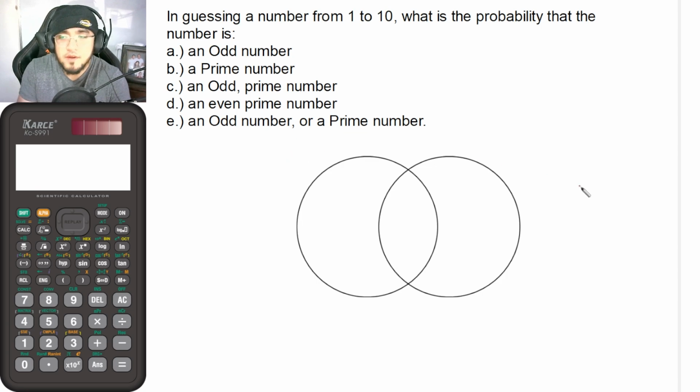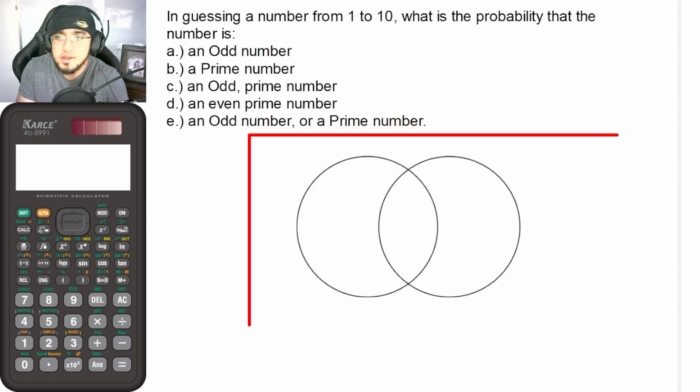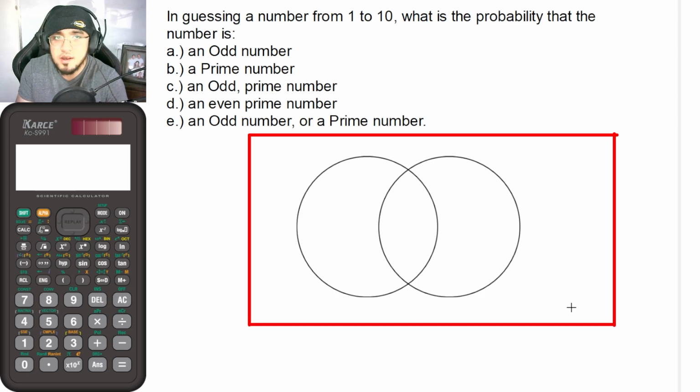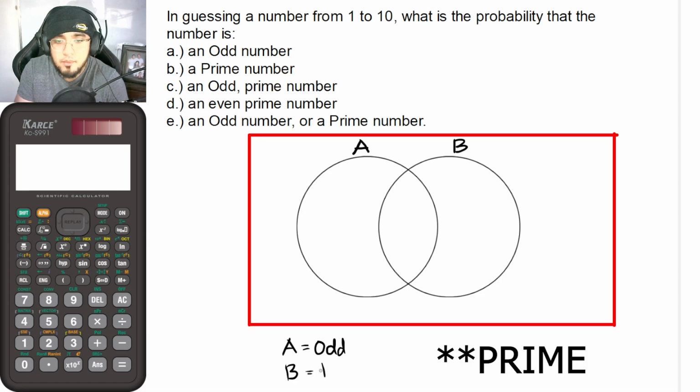Okay, so the first thing that I want to do here is make a Venn diagram as shown here. Suppose that this is the whole sample space. I will now represent the first circle here as A, and let's say that the second circle here is B, whereas A is the odd numbers, for example, and B is our prime numbers.